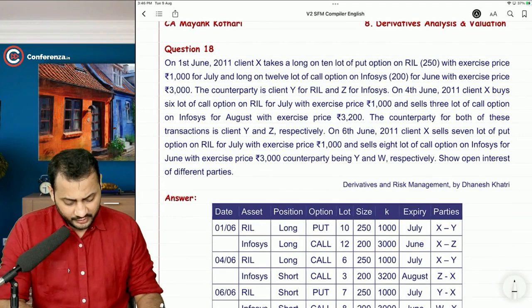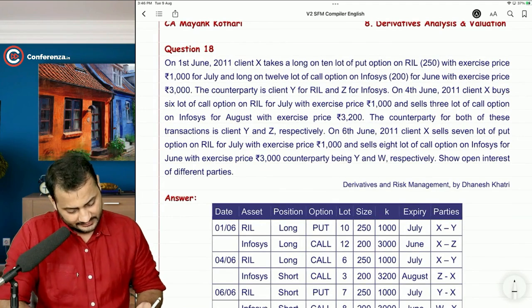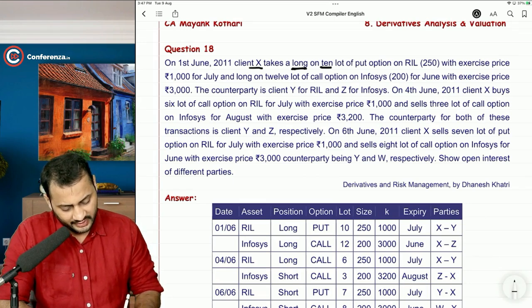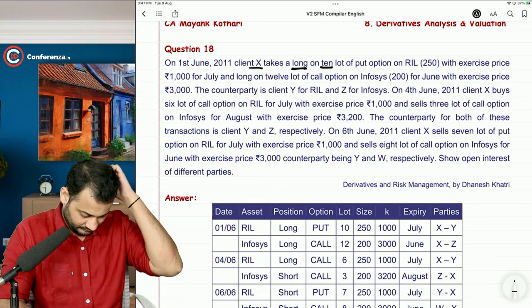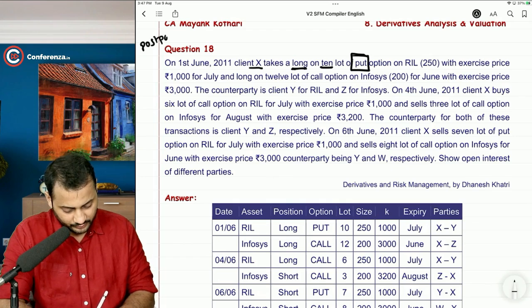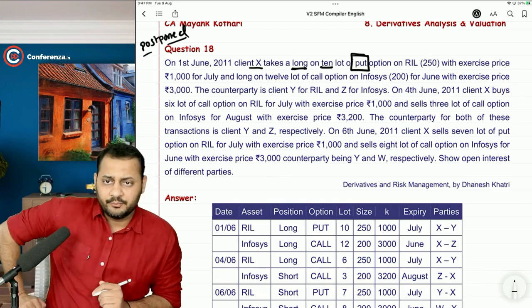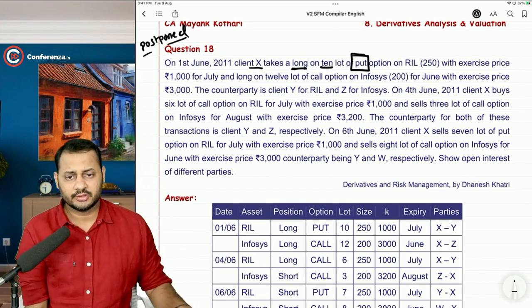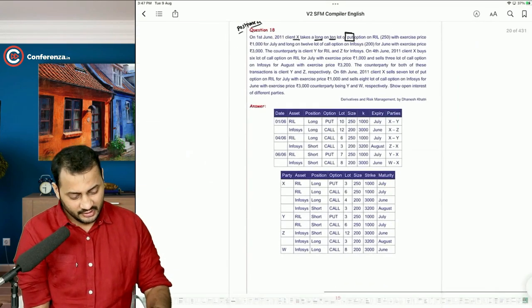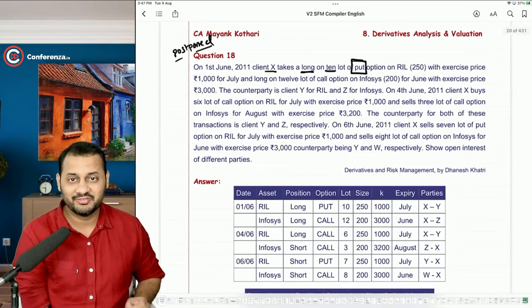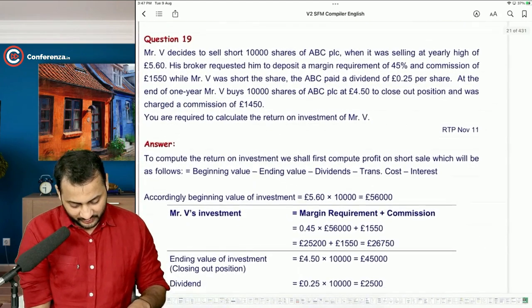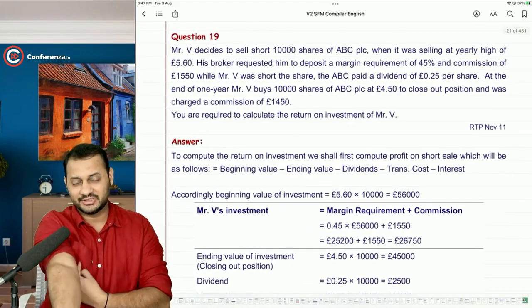Okay. On 1st June 2011, client X takes a long position on 10 lots of, okay, this is related to call and put options. So this is again going to be postponed by us. I'm very much sorry. I thought it was related to futures, but I did not see that it is related to the options contract. So well and good, we are going to take this question once we complete the discussion of the options contract. So for the time being let's shift to the next question, that is question number 19, and this is a very interesting question as well.